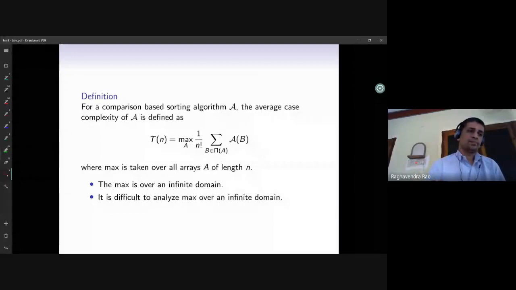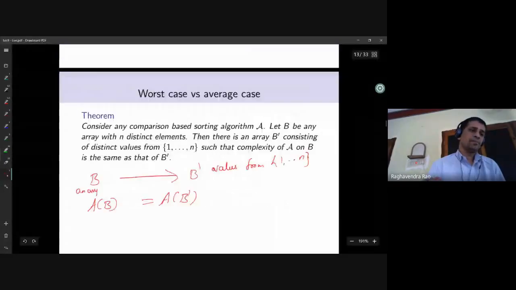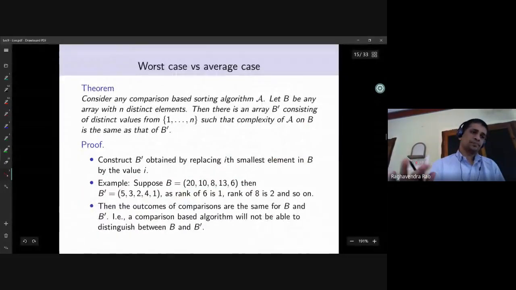Exactly. That's all. Okay, so this is the formal statement. Then the outcomes of the comparisons are the same for B and B prime. That is, a comparison based algorithm will not be able to distinguish between these two arrays. Okay, it's only relative order.